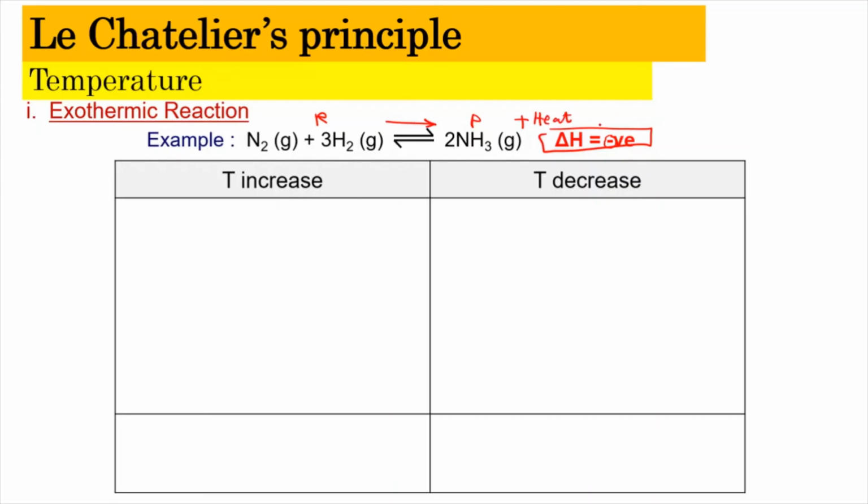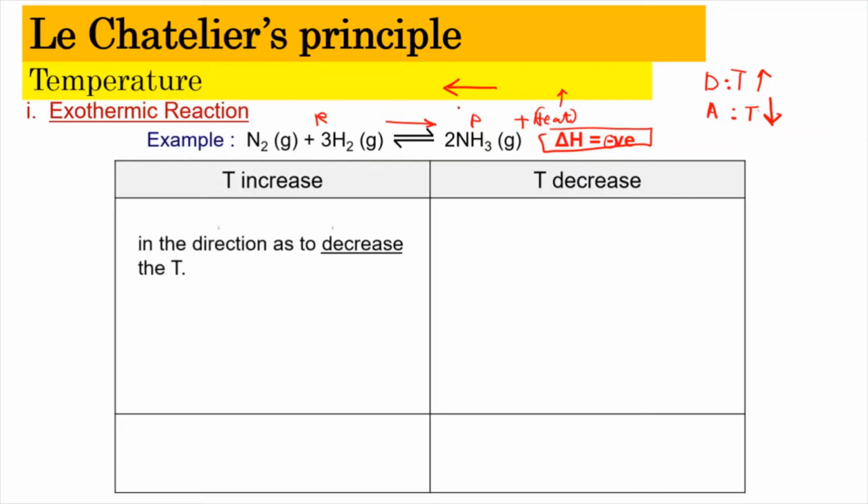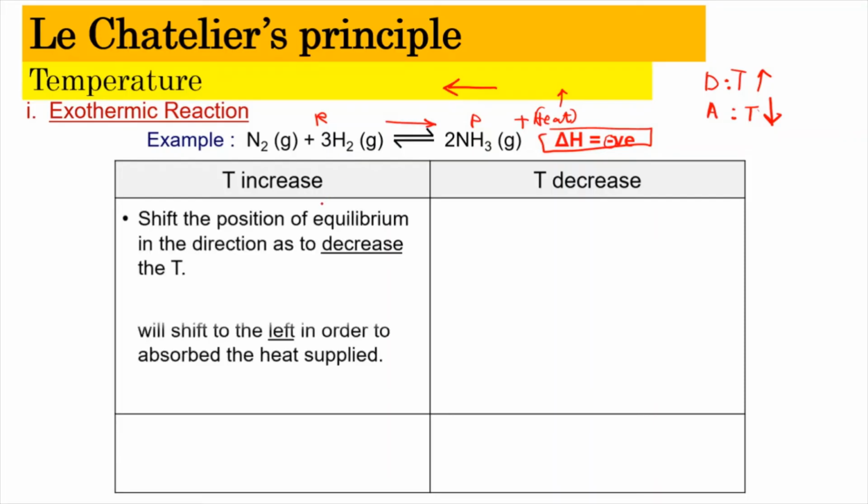Okay? And for now, you have your disturbance. So your disturbance here is the temperature is being increased. So when the temperature is being increased, your heat will also be increased. So your action, according to Le Chatelier's principle, you need to reduce the heat or the temperature. So what you need to do is shift the equilibrium position to the left in order for the heat to be absorbed and reduced down to a lower temperature.